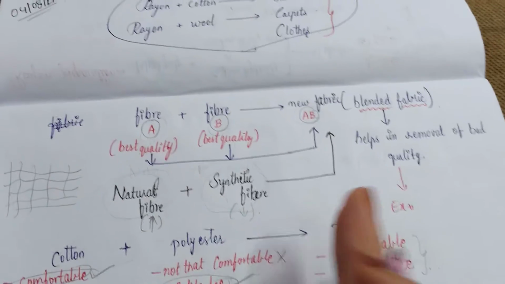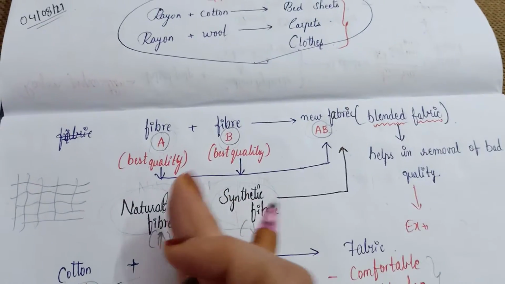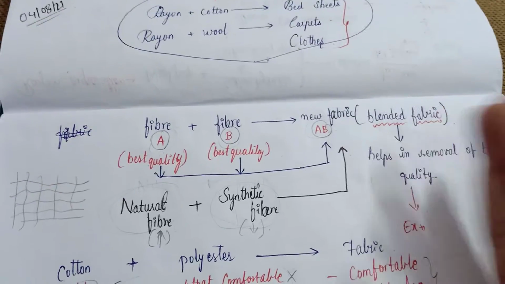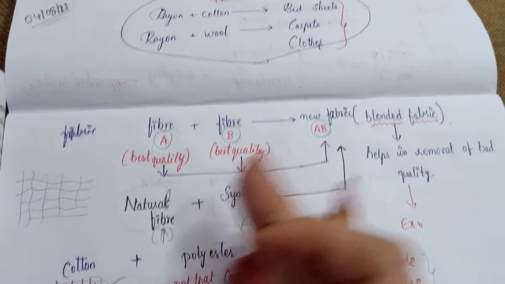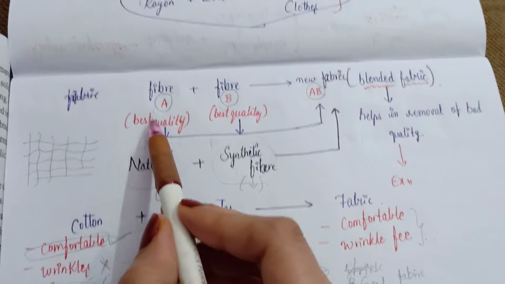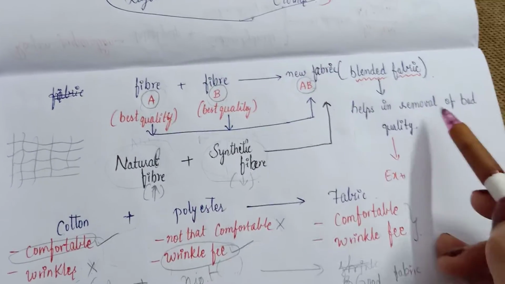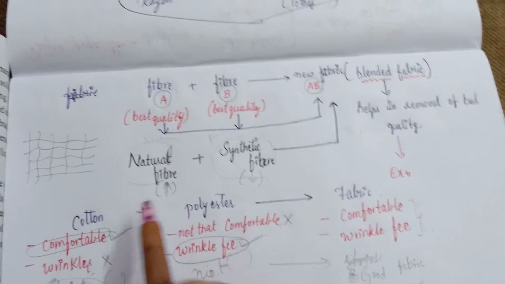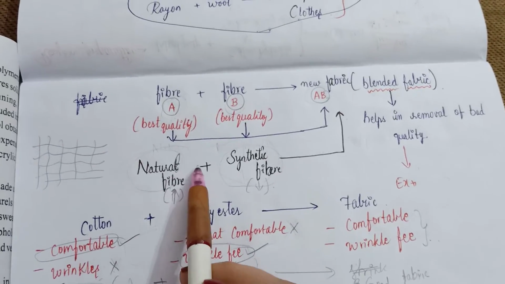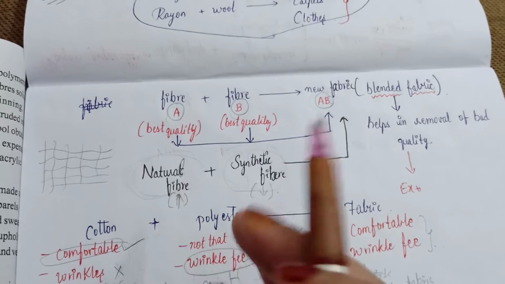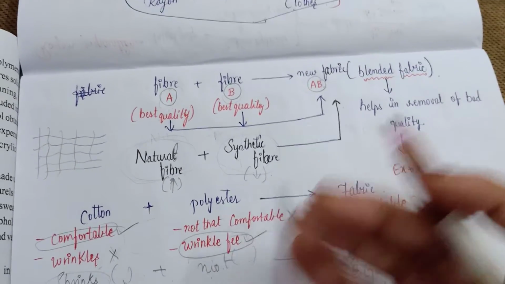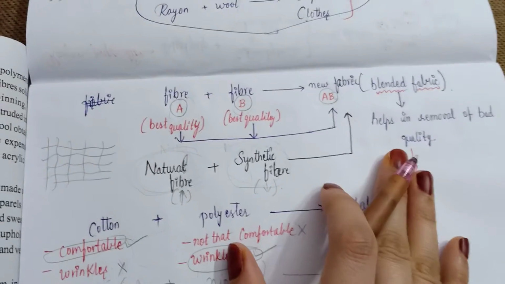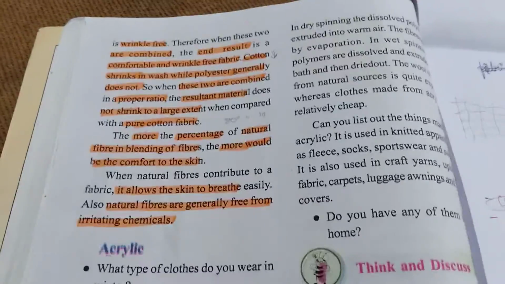So overall, my point is that combining fibers is advantageous to us. Combining fibers helps us to gain best qualities and to remove bad qualities. And if we use natural fibers more in quantity, then it will be more comfortable to skin. Okay. So students, by this we have completed our activity 5.